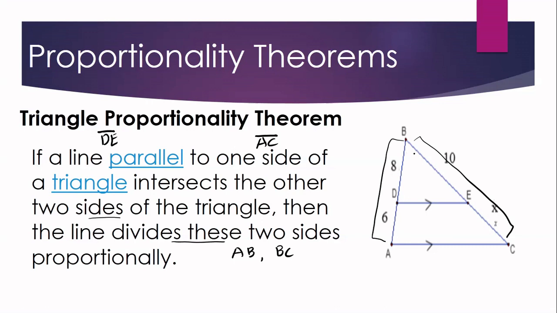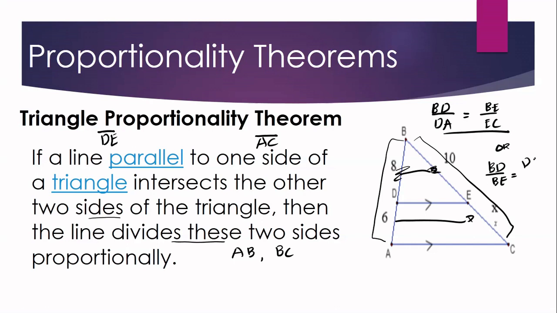So nahati ang ating AB into segments BD and DA. And the ratio of BD to DA will be equal to the ratio of BE to EC. That is what we mean by triangle proportionality theorem. And of course, we can also write the proportionality equation that the ratio of segment BD to BE, so ang ratio ng dalawang segment na to, will be equal to the ratio of these two segments, DA and EC. So you can use either of these two proportionality equations.